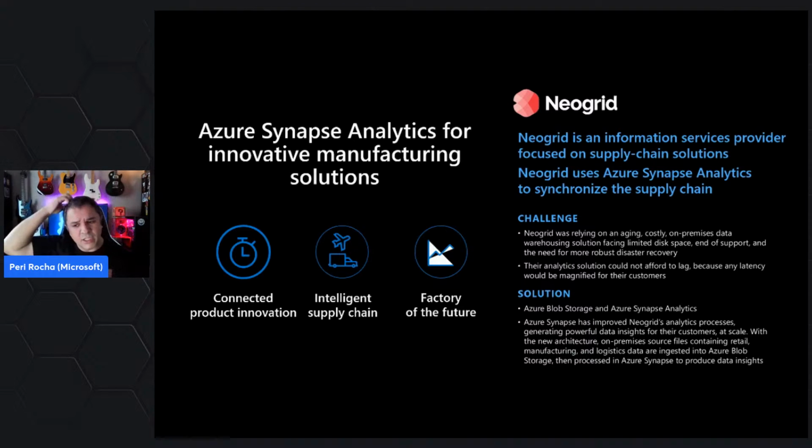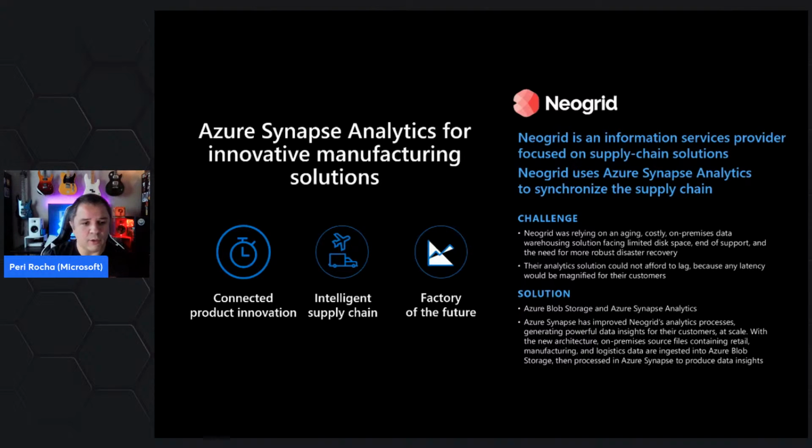Now, they had an aging and costly data warehouse that didn't scale well, and they migrated to Azure Synapse. Because of that, they realized massive gains in performance, and it's really easy for them to scale up and down. In retail and manufacturing they have lots of challenges with seasonality, so having this scalability aspect of the cloud is really important for them.